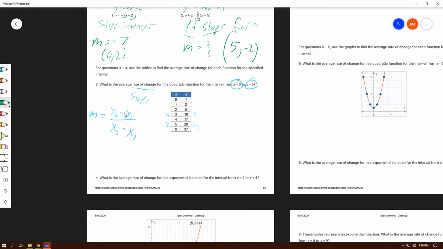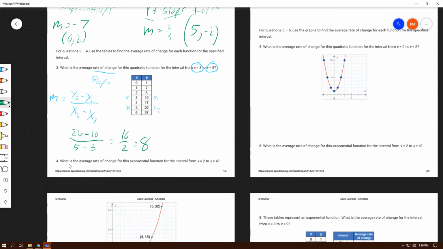Let's plug into our formula. Y2 is 26 minus 10, over 5 minus 3, 16 divided by 2, which is 8. So the average rate of change in the interval x equals 3 to x equals 5 is 8. Now, is that going to be consistent throughout this entire thing? No, because it's a quadratic function, but we can take just a section of this quadratic function and determine a slope for it, and that's exactly what we just did.